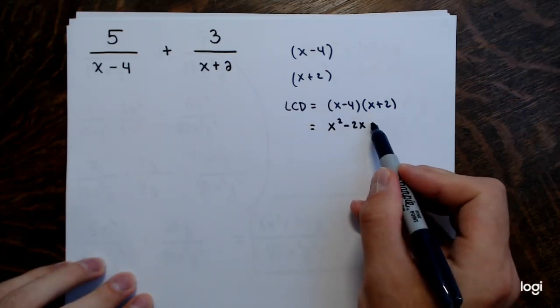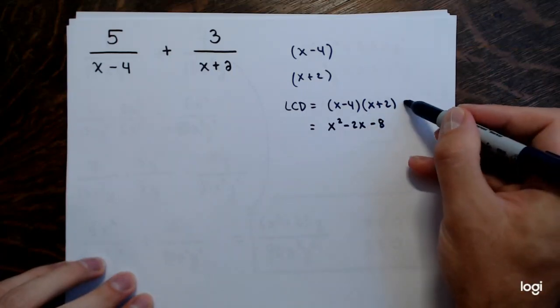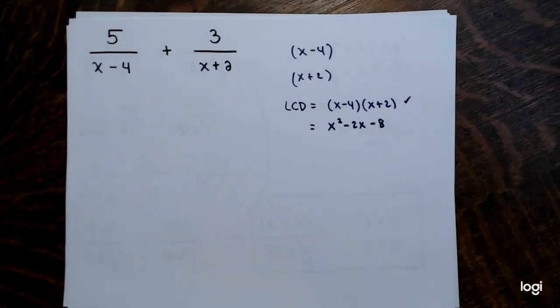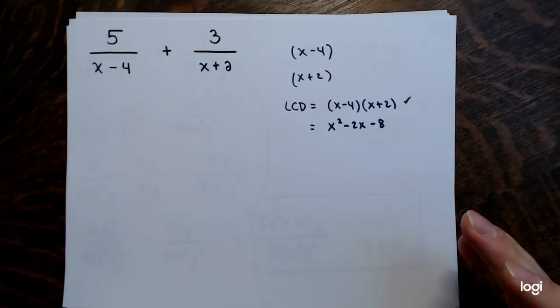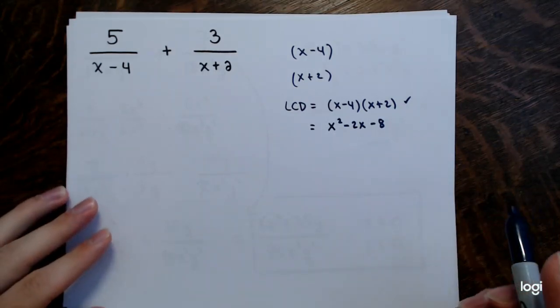When you FOIL, you can do that too. But I prefer to leave it in factored form, right? The reason for that is if we keep our denominator in factored form, it'll make it that much easier to simplify the fraction after we take the sum.